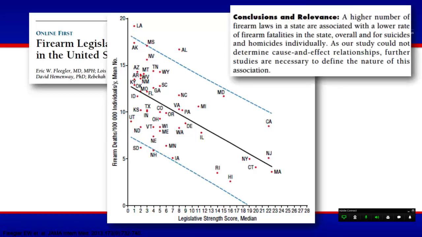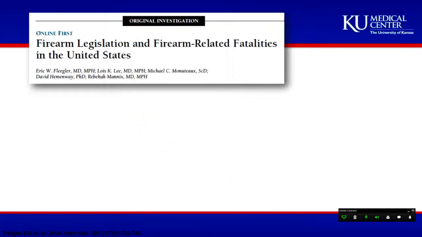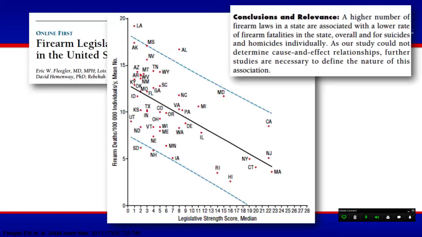Here's just a quick example of looking at something by state: firearm legislation and firearm related fatalities in the United States. This is a public health problem, and we're trying to take a look at the relationship between the strength of legislation, the amount of legislation restricting firearm use, firearm ownership, and the rate of firearm fatalities in the state. So you might see a decreasing association here, but you can't necessarily see it at the individual level, right? So there might be other features about these populations that would cause an association to appear and then to disappear when you look at it at an individual level.